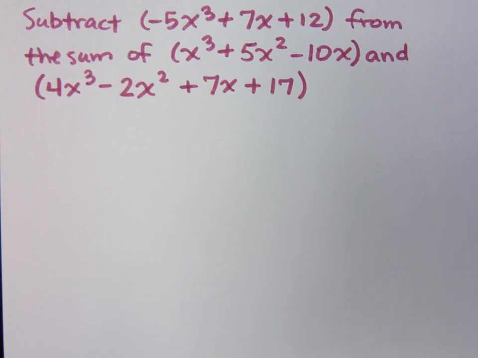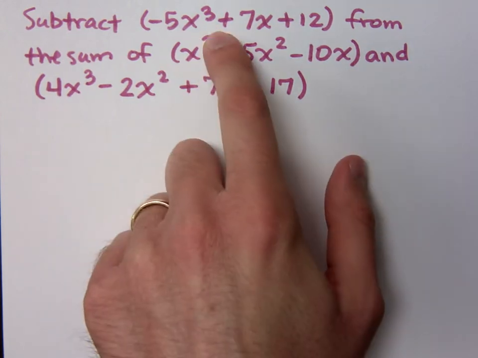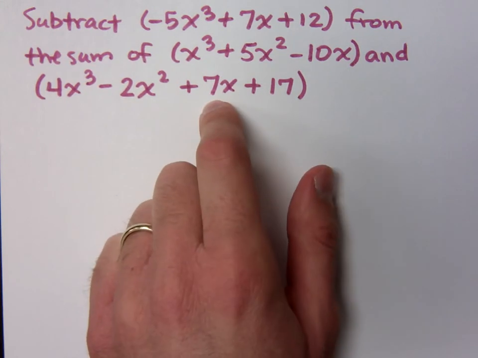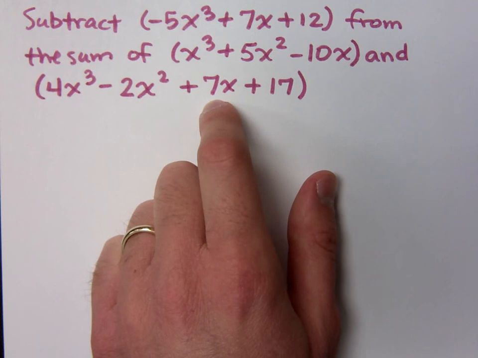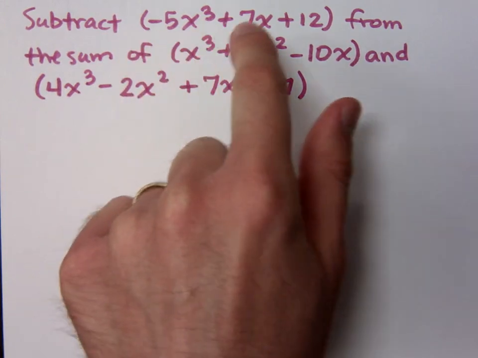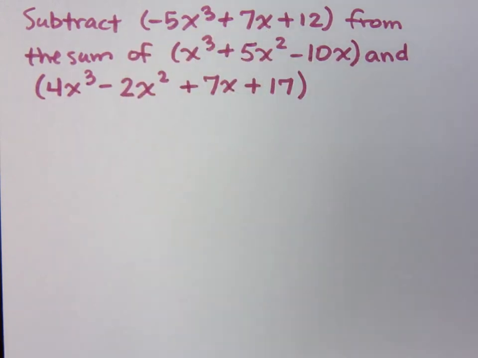Now, this is a problem that kind of just combines a lot of things. I want you to subtract this polynomial from the sum of these other two polynomials. So you have to make sure you understand the correct order that we're working with here. When I say to subtract something from, that means you're going to do what? You have to subtract that guy, right? Yeah. But first, what do you need to do? You've got to add the other two guys.